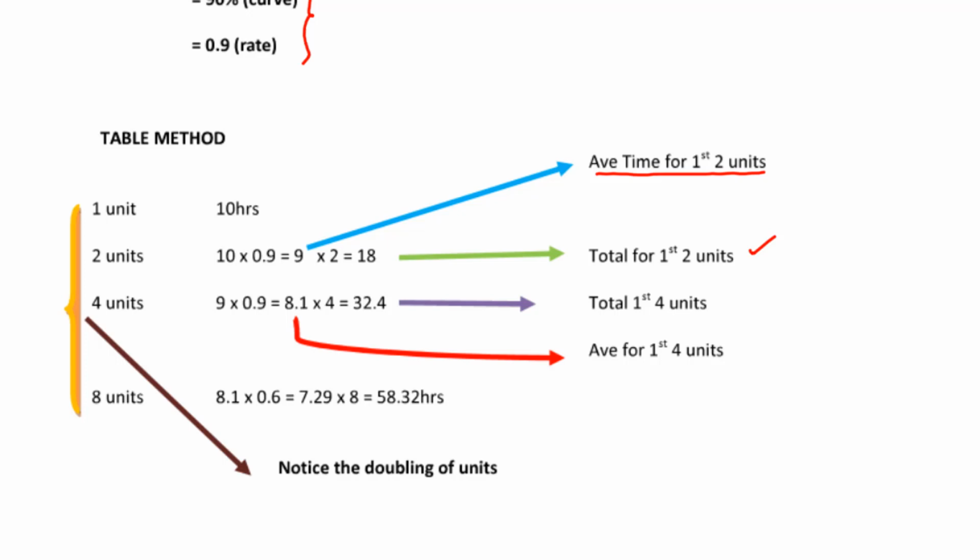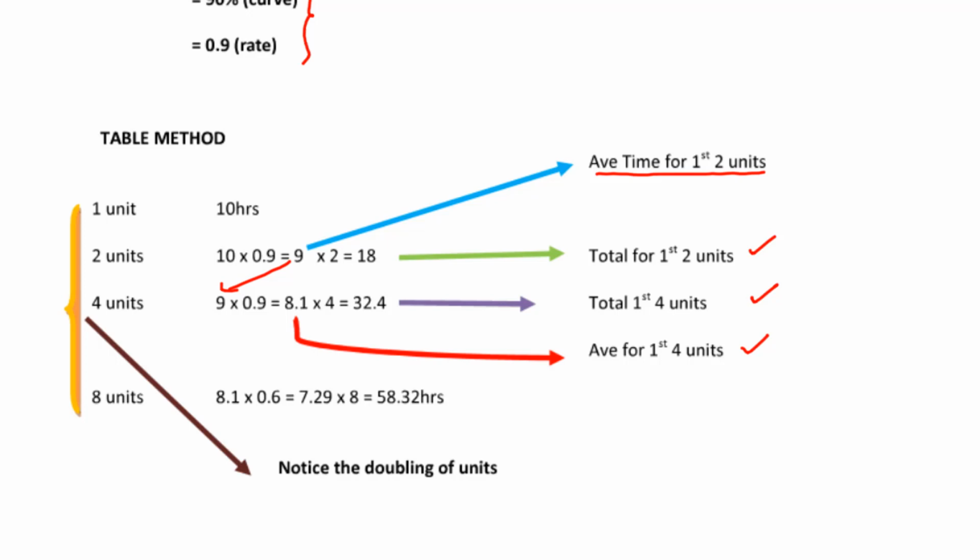When I double the 2 to 4, note what I do. I take that 9, in other words the previous cumulative average, and I multiply that by 0.9, which is my fixed percentage, and that gives me the average for the first 4 units. Now, if I want the total for the first 4 units, I multiply that by 4, and I get 32.4. And we can repeat the process as long as the learning curve lasts.